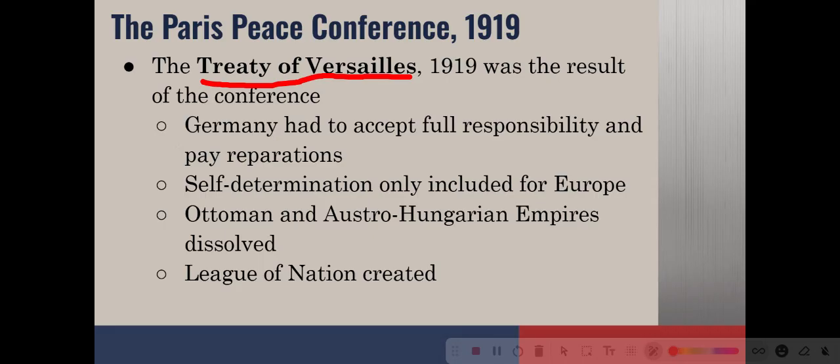And Germans are surprised because they were told they didn't lose the war. Remember, Germany wasn't invaded, so they don't know what's going on. Self-determination, that idea that a group of people should have their own government, is only for Europe.